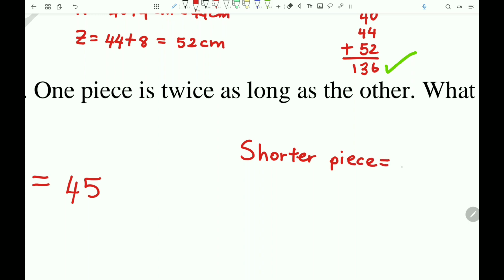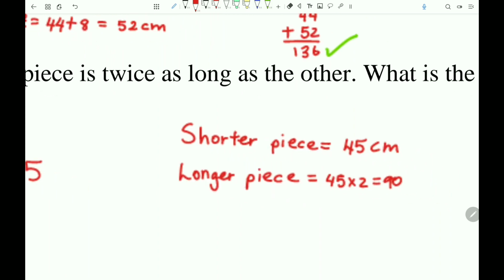is equal to 45 centimeters, and the longer piece, which is twice the length of the shorter piece, would be 45 multiplied by 2, which is 90 centimeters.